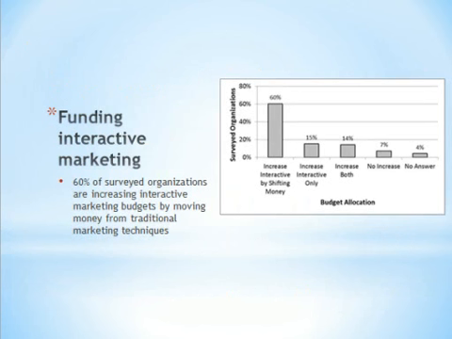Let's take a look here and notice that 60% of the surveyed organizations in this study stated that they're increasing their interactive marketing budget by moving money from traditional, such as print, billboard, television, radio, or shout out marketing techniques. So these organizations highlight the 60% increasing, the 50% increasing interactive only, and the 14% increasing both traditional and interactive. So 89% of organizations are shifting to this type of interactive funding for their marketing effort.